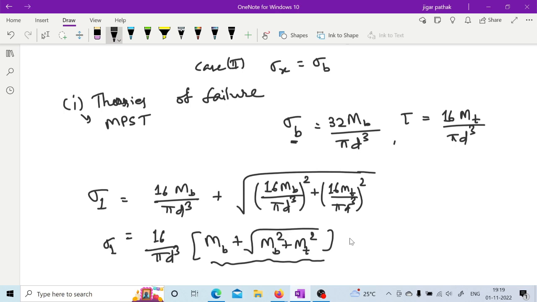Yeah, but here, in some of the books you may find this equivalent bending moment as 1 by 2 of this, right? Because if you multiply and divide it by 2, then you will get 32 upon pi d cube, and here it will be 1 by 2 into Mb plus under root Mb square plus Mt square. Are you getting what I am trying to say? Yes sir. So here it is equivalent bending moment because we are considering the maximum principal stress theory.